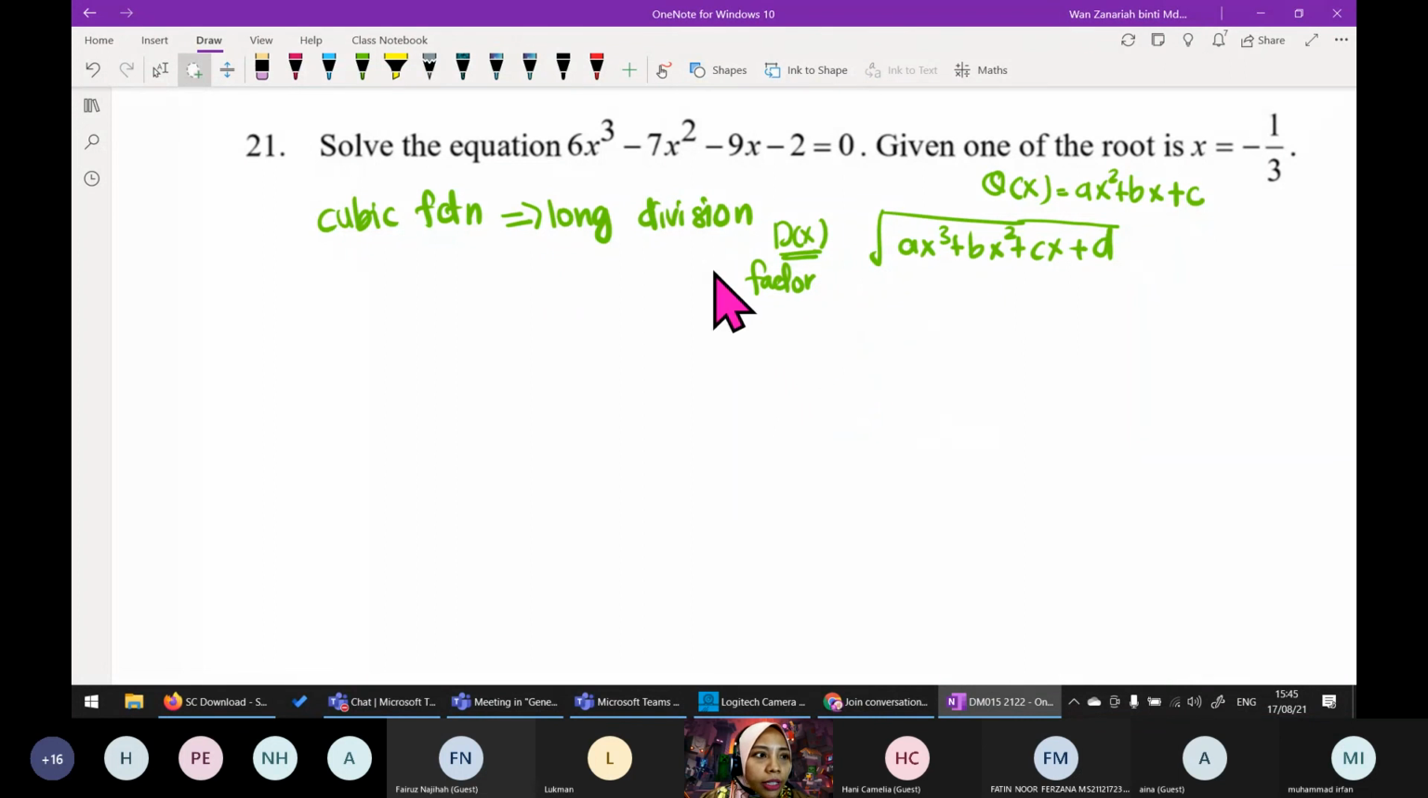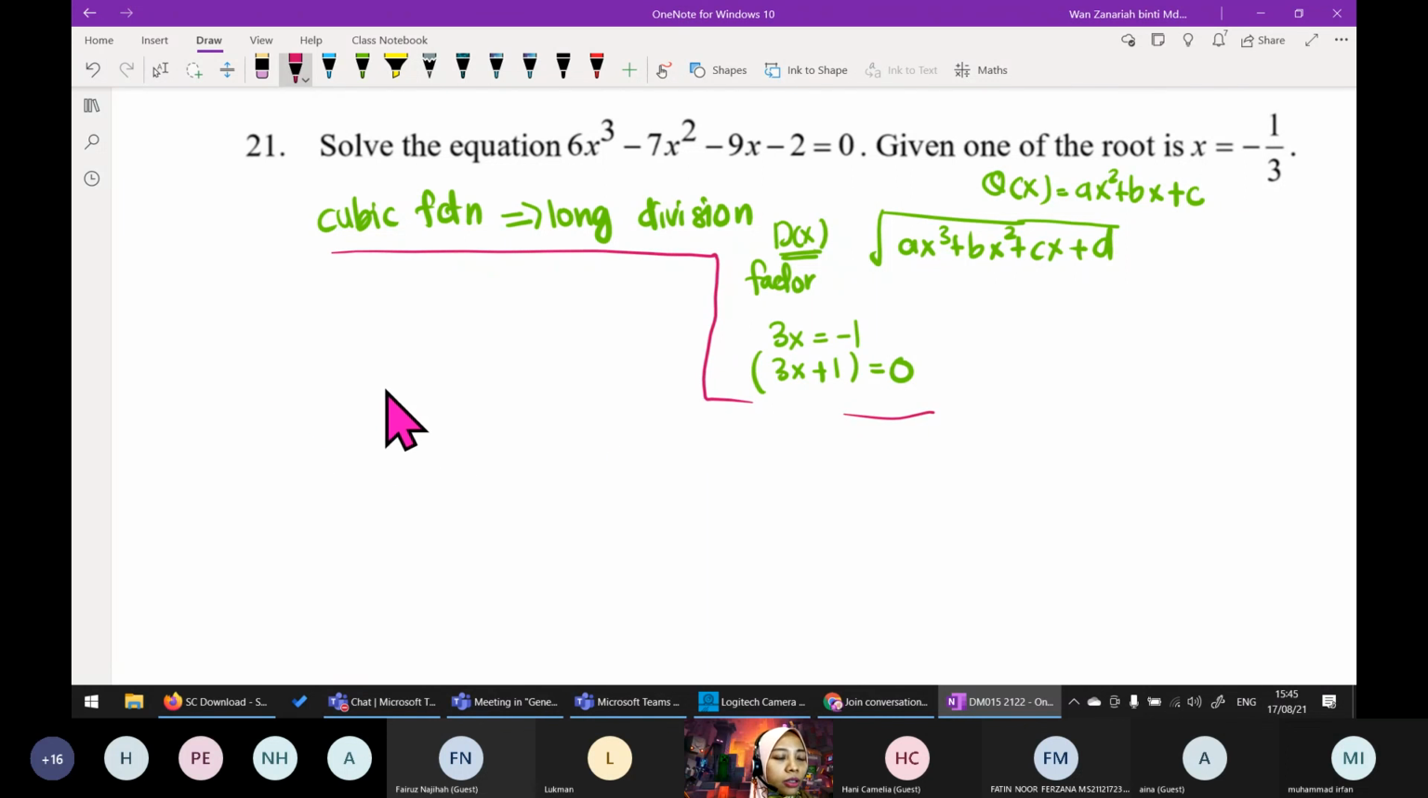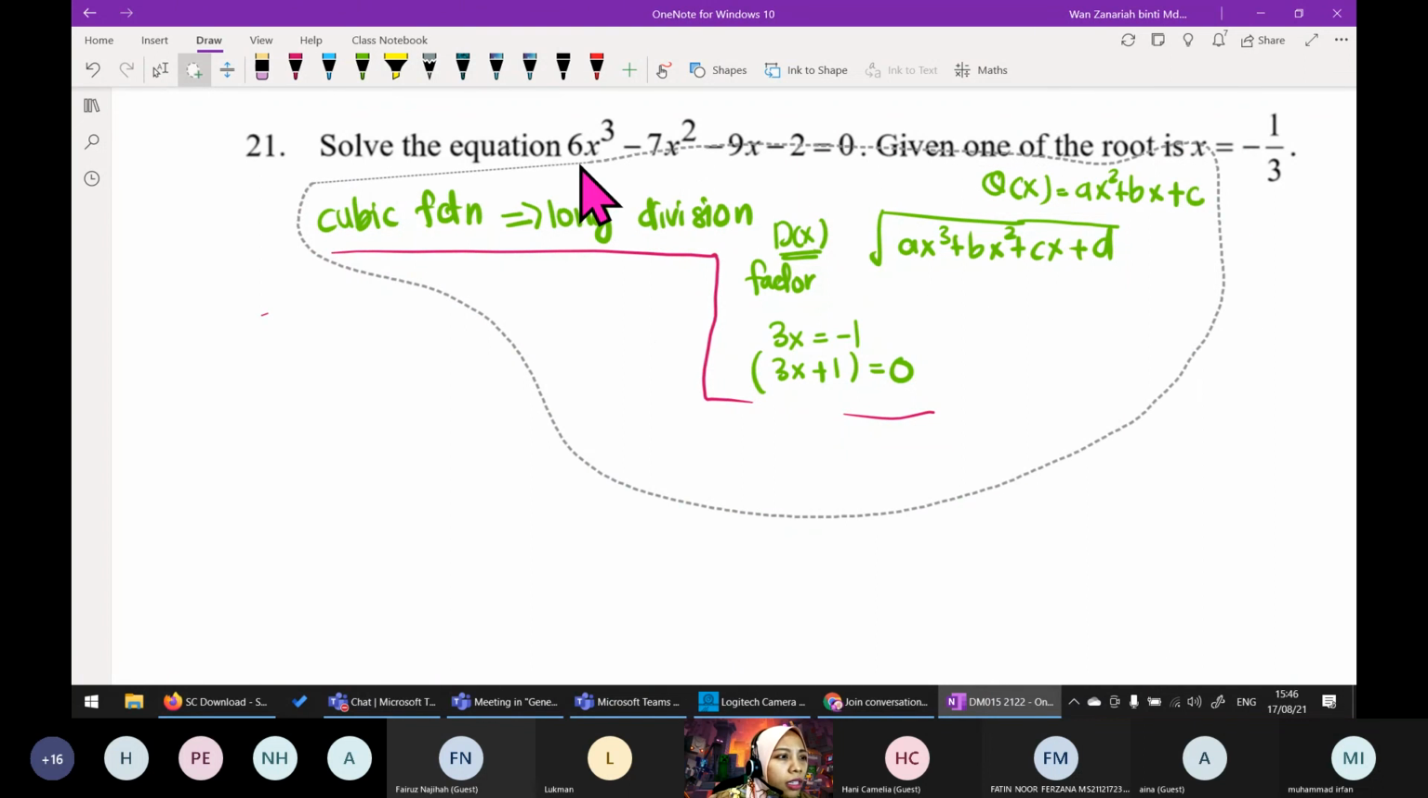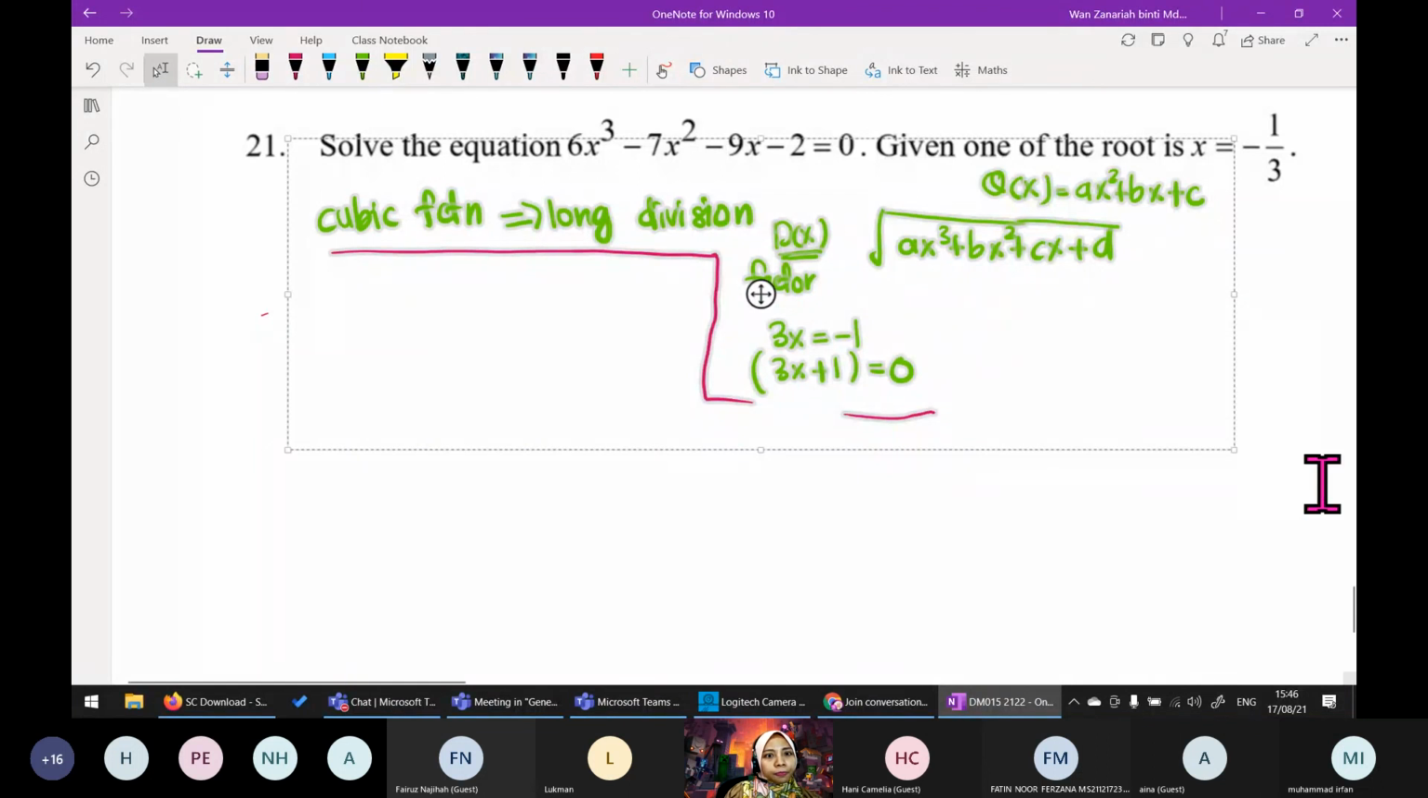Okay. So it becomes 3x equals negative 1, so it becomes 3x plus 1 equals 0. So this is your factor. Can everyone follow? So this is your factor. Okay, that was just the explanation. Now the real calculation. Okay, I will delete some to keep it tidy. You can copy these notes anywhere.